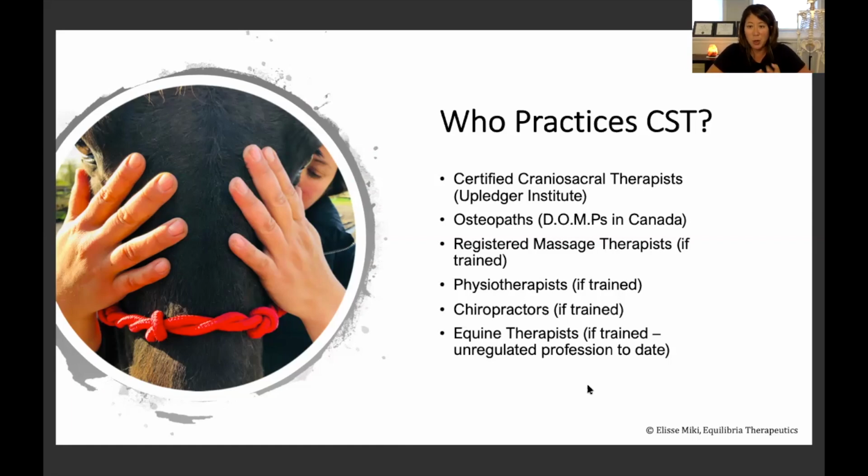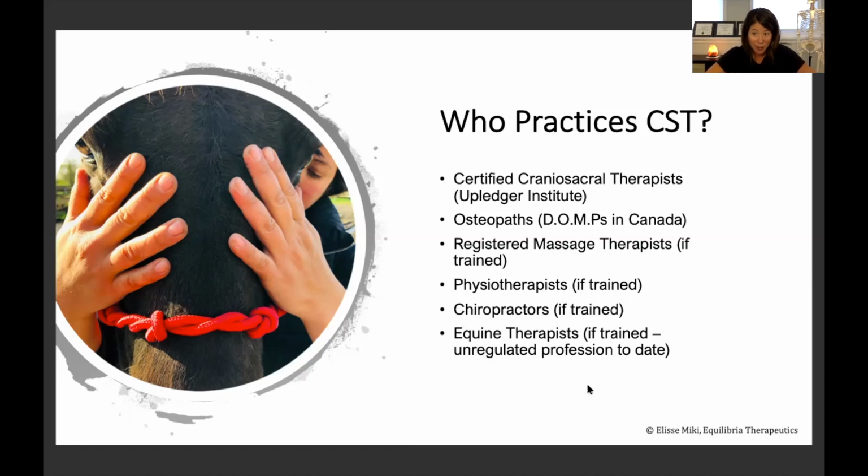Osteopaths, so DOMPs is what we're called in Canada. Osteopaths are also trained in craniosacral therapy. Registered massage, physio, and chiro, I just explained that. So if you have that license, you can go on and get the further craniosacral training.